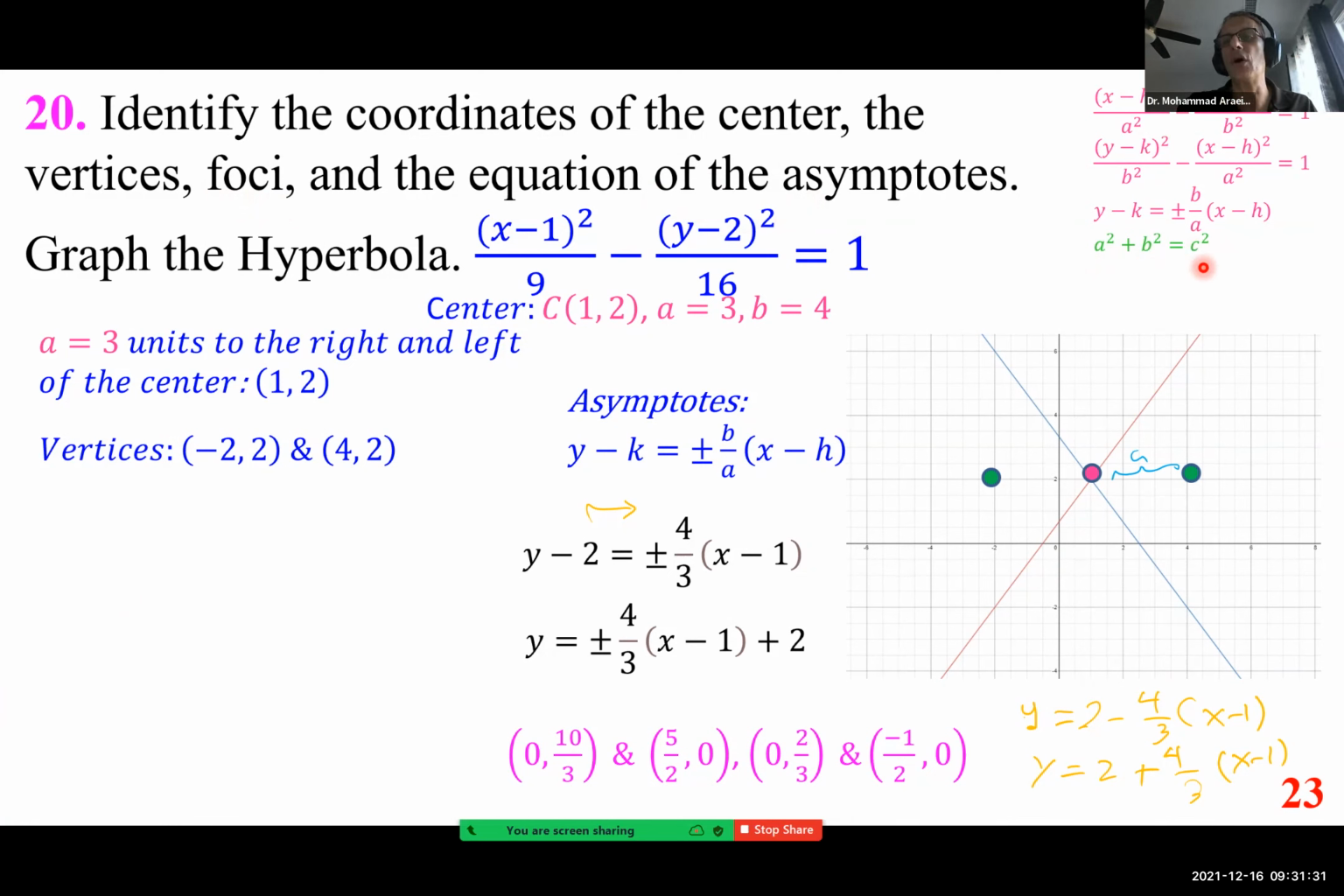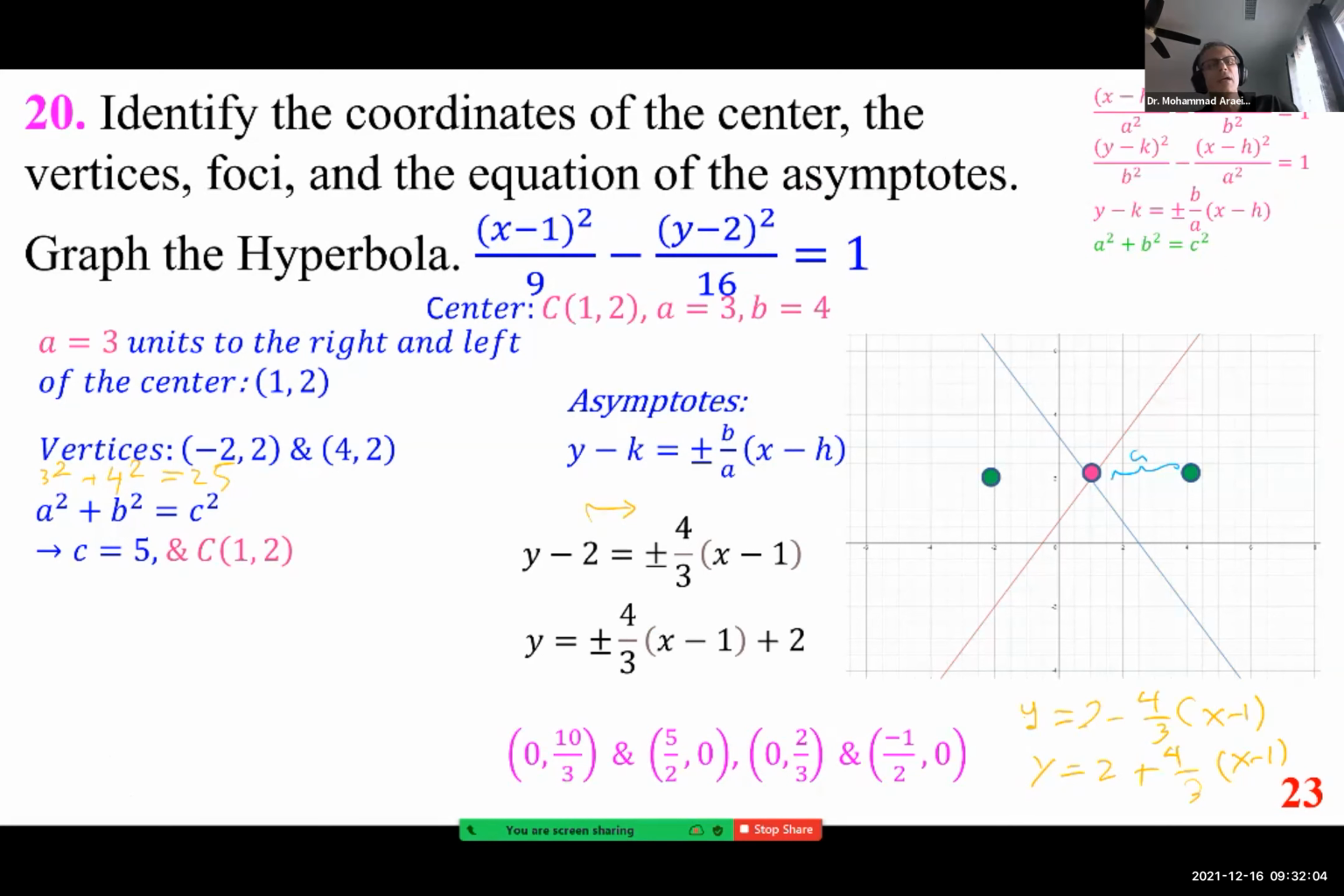C is always larger than both of them. And therefore, the equation will never change. That's the beauty of this case. In the case of a hyperbola, this equation doesn't change. C is always larger than A, larger than B. So 3 squared plus 4 squared equals c squared. And if we plug in, 9 and 16 is 25, C becomes 5, and the center is at 1, 2.